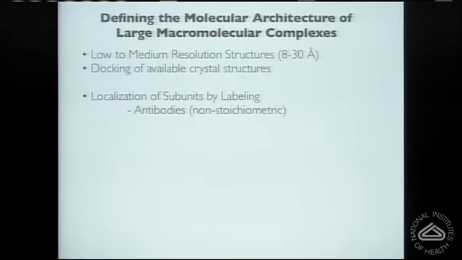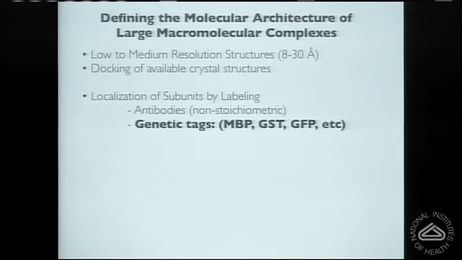So one possibility that people have used in the past, including ourselves, is to use subunit-specific antibodies. And these work from time to time, but in general the binding is non-stoichiometric. The affinity of these antibodies, even those that are used for affinity purification, for example, is not ideal. Ideally, what you would want is a one-to-one labeling that can be obtained by genetic tags of the type that we use all the time in molecular and cell biology, such as MBP, GST, or GFP, to mention some.